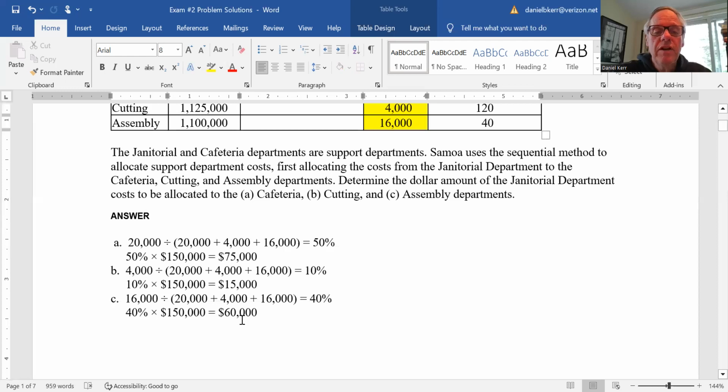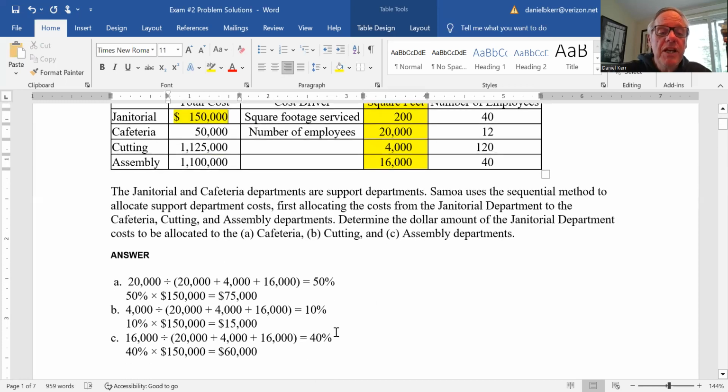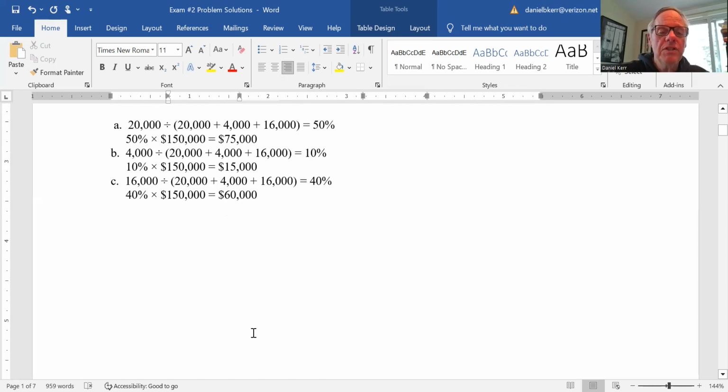So before you declare victory and celebrate the fact that you got it right, make sure that you've allocated the full amount of the costs. The janitorial costs are 150,000. If you allocate them 50%, 10%, and 40%, you take 75 plus 15, that's 90, plus 60, that's 150. So that's the allocation of the costs.